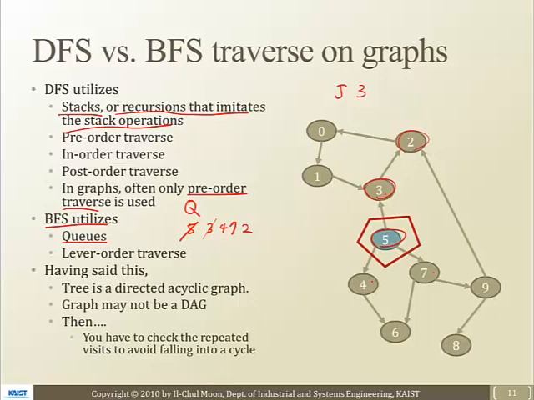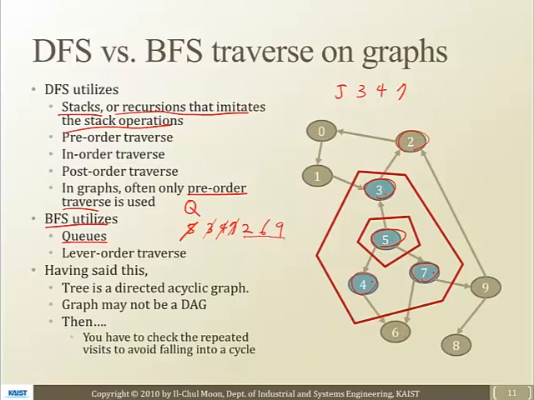When we put out 4, we put 6 in the queue. When we put out 7, we put 9 in the queue. So like this. 3, 4, 7 are being covered, and we put 2 here, and 6. We put 2, 6, 9 in the queue.